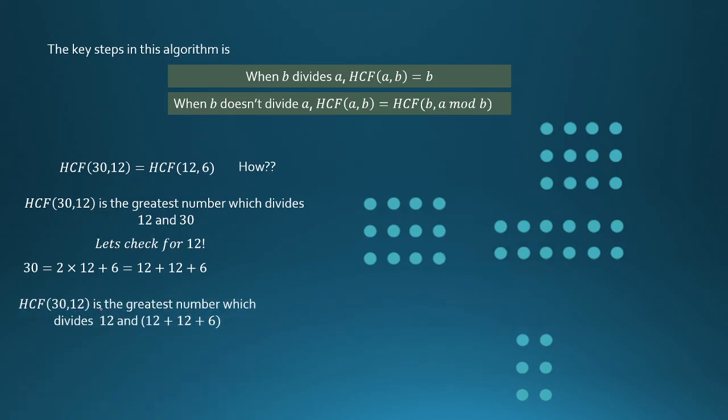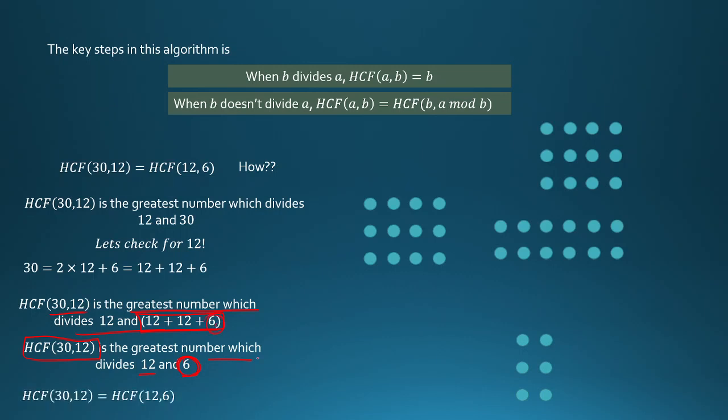So HCF of 30 and 12 is the greatest number which divides 12 and 30. You can write 30 as 12 plus 12 plus 6. And by the logic which we discussed, HCF of 30 and 12 is the greatest number which divides 12 and 6. It's very important to divide the remaining 6 here. That's why HCF of 30 and 12 is HCF of 12 and 6, and then you know that the HCF is 6, right?